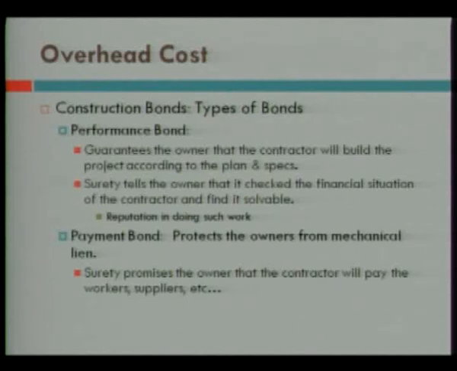Another bond is used in the United States. As a matter of fact, in the United States, what they call bonds is divided between three parties. You have the owner, you have the contractor, and you have what they call surety. Surety is just like an insurance company.